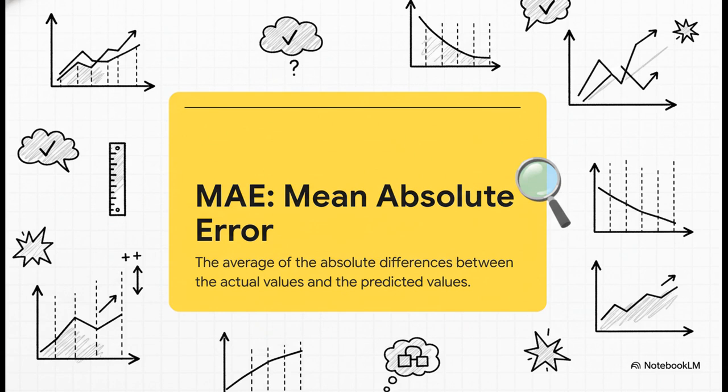And honestly, this one is super intuitive. All it does is look at the difference between what you predicted and what actually happened. It strips away the plus or minus sign, and then it just averages them all up. Just think of it as your model's average mistake size. It's simple, it's clean, and every single error is treated equally.